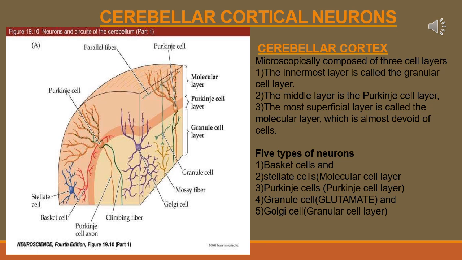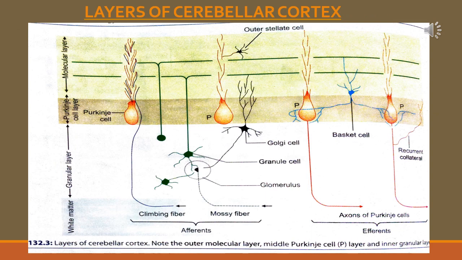Now coming to the cerebellar cortical neurons. Microscopically it is composed of 3 cell layers. Number 1, the innermost layer is called the granular cell layer. Second, the middle layer is the Purkinje cell layer. Third, the most superficial layer is called the molecular layer, which is almost devoid of cells. 5 types of neurons are present. Number 1, basket cells, and second, stellate cells, in the molecular layer. Third, Purkinje cells, in the Purkinje cell layer. Fourth, granule cells, which are glutamatergic. And fifth, Golgi cells, in the granular cell layer.